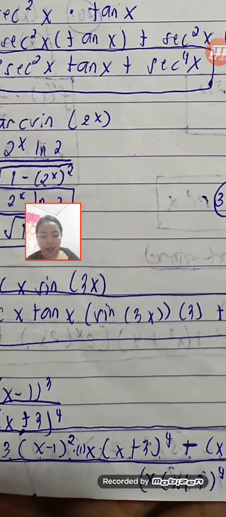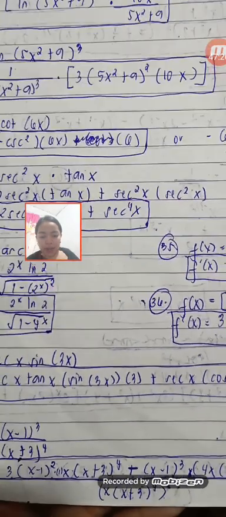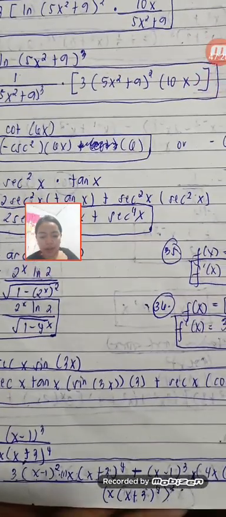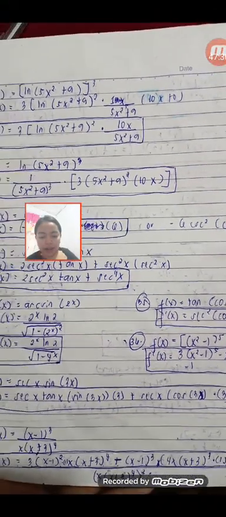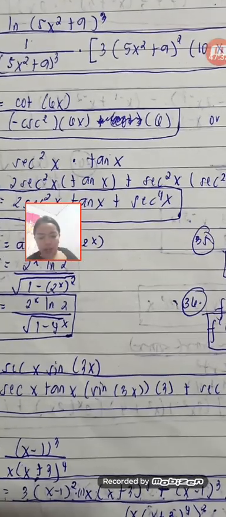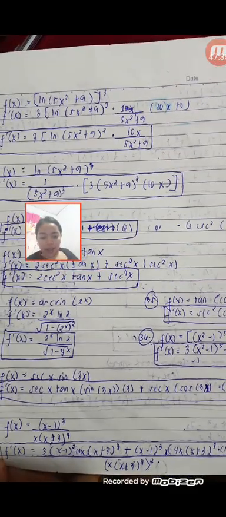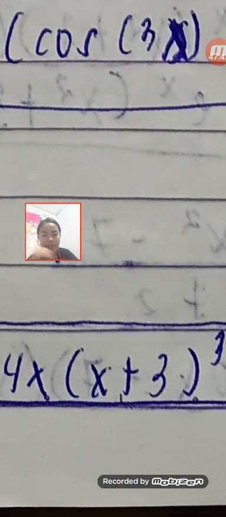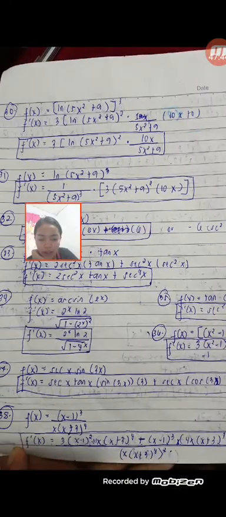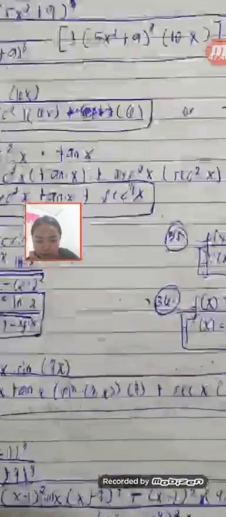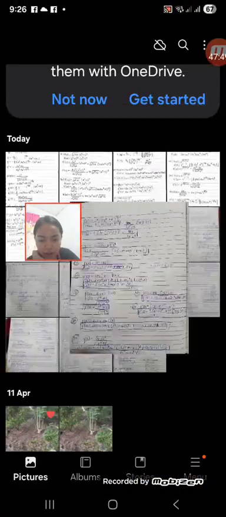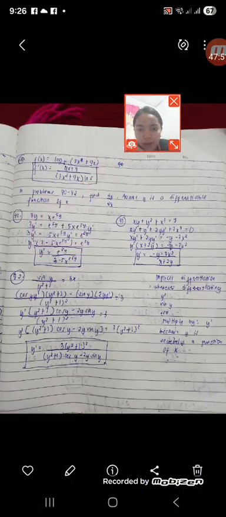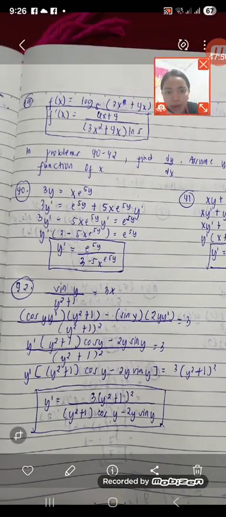And let's just copy the denominator, added by the numerator multiplied by the derivative of our denominator, which is 4x. Then x plus 3, 4 minus 1 is 3, and let's multiply this by the derivative of our inside function, which is 1. And over, of course, the square root of our denominator. And that is 38. So let's go with item number 39.